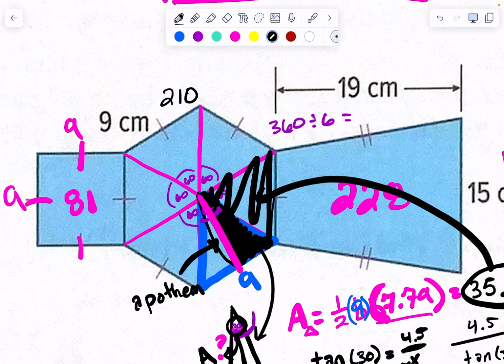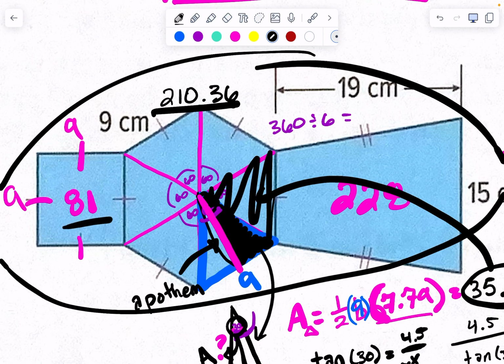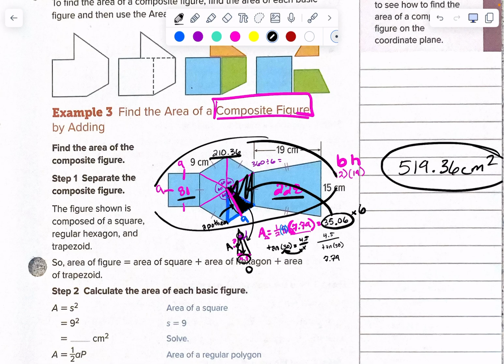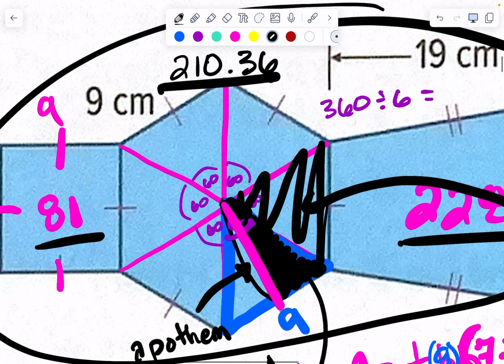210.36. And then the area of this whole thing is 210.36 plus 81 plus 228, which is 519.36 centimeters squared. Woo! Lots of steps. Maybe it was terrible. So anyway, that's why this is bonus. This middle figure is the hard part. You just separated it into triangles, base times height, right? That's all that stuff.